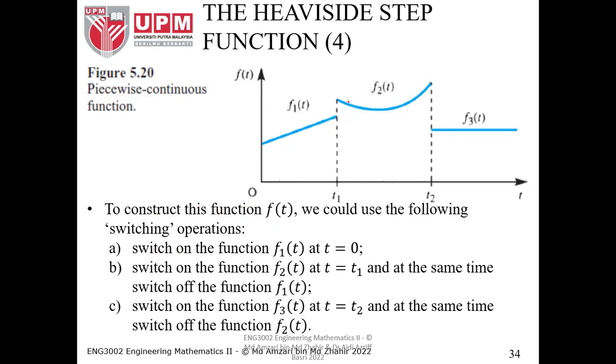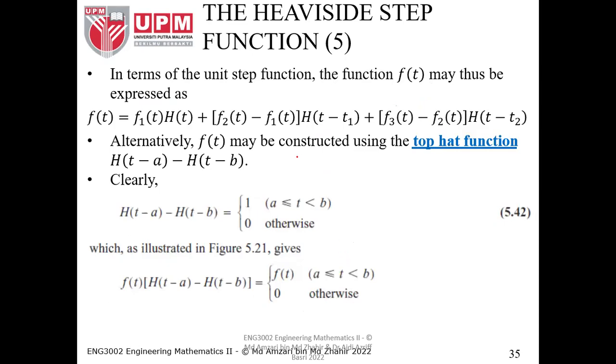But for function number 2, f2, switch on the second function at t1 and above to t2. The function is not the same, something like, for example, a quadratic. At t equal to t1, switch on f2 and at the same time switch off f1. Then f3 is another function, for example. By using Heaviside step functions, you can make this a step function easily.